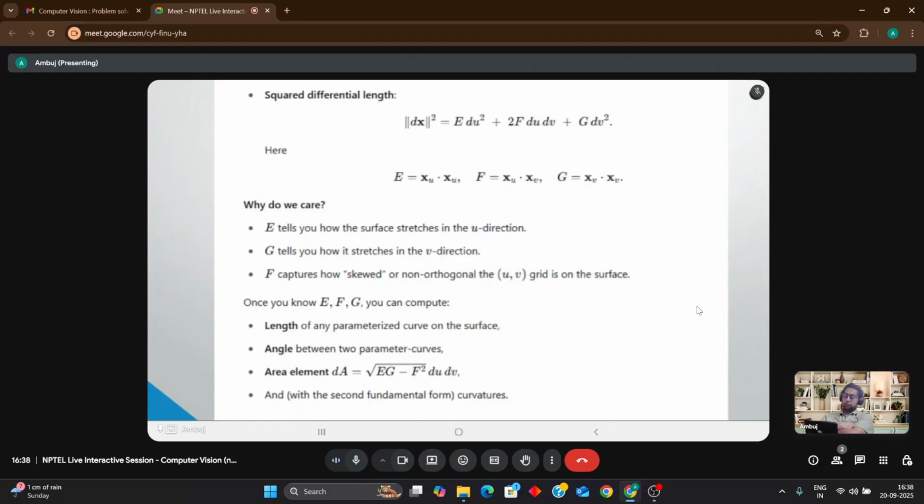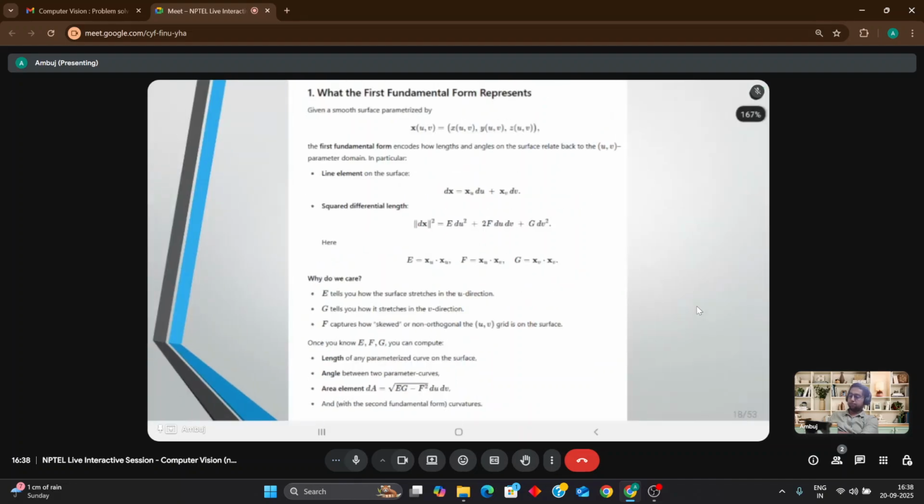Once you know E, F and G, you can compute the length of any parameterized curve on the surface, the angle between two parameter curves, and the area element dA, which is the square root of EG minus F² du dv. And the second fundamental form deals with curvatures.